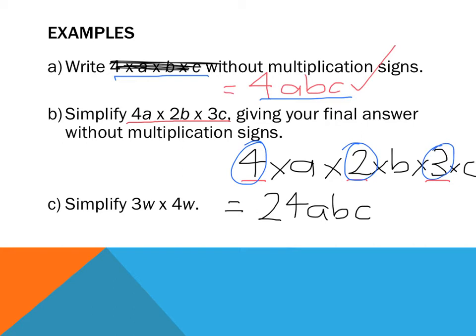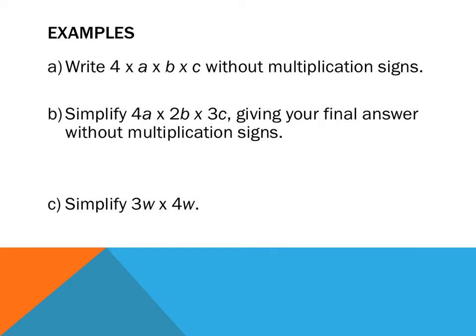For this next example, I'll get rid of that bit too. Oh, I've got rid of everything, sorry. It says simplify 3w times 4w. I'm going to write it here again. That's the same as 3 times w times 4 times w. The first thing I do is underline my numbers, and 3 times 4 is 12.